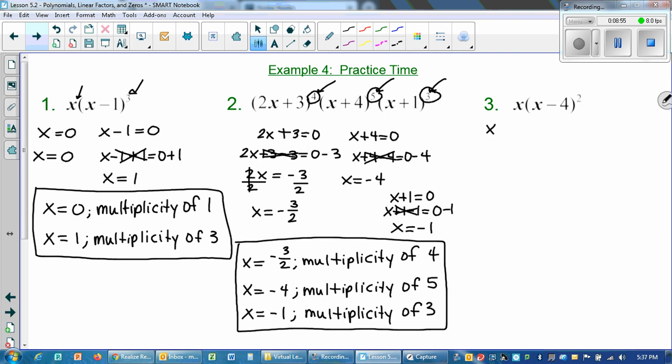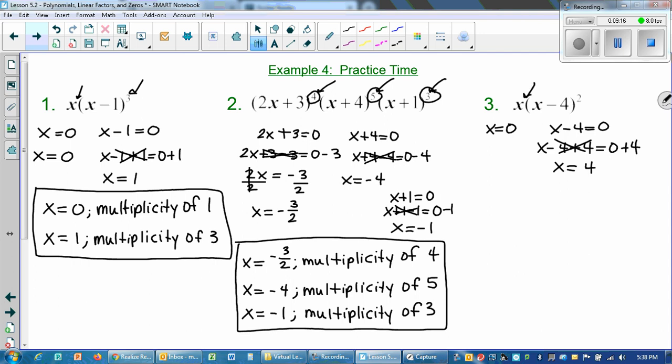Set my first factor x equal to 0 and x minus 4 equal to 0. I can't do anything with x equals 0. So the opposite of minus 4 is plus 4. Minus 4 plus 4 cross out, leaving me with x is equal to 4.